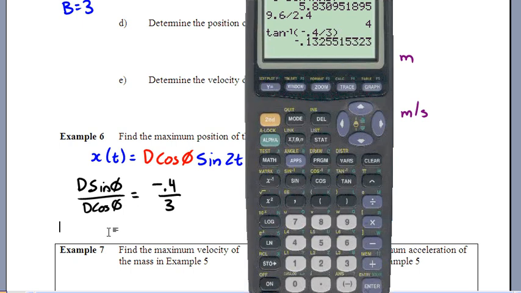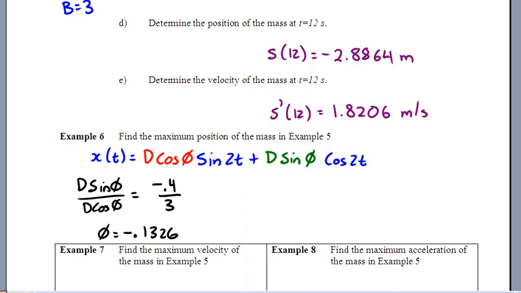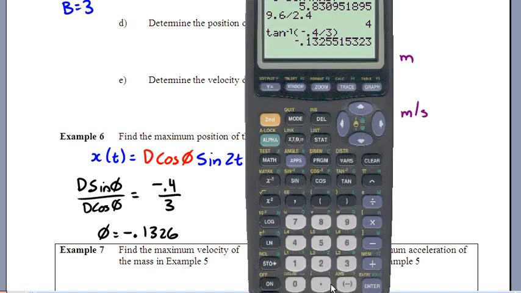Okay, it looks like that phase is negative 0.1326. And now I'm going to grab one of those equations, maybe the green one here, D sine phi has to equal that negative 0.4. So if I go negative 0.4 divided by the sine, okay, looks like D needs to be 3.0265.